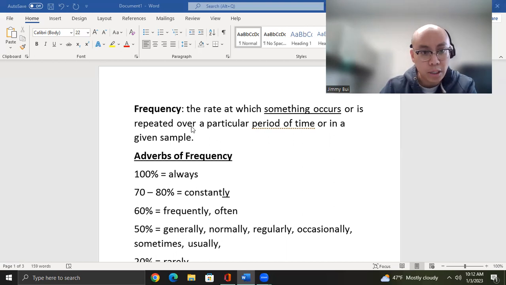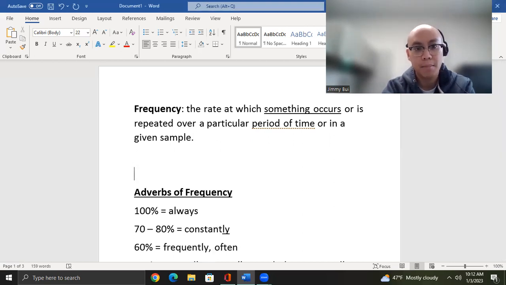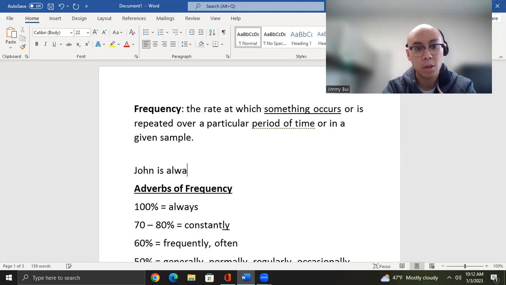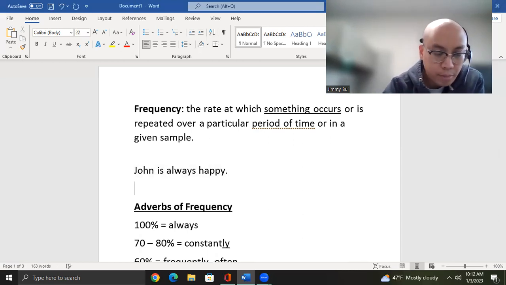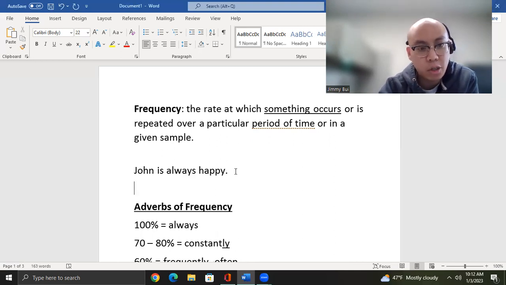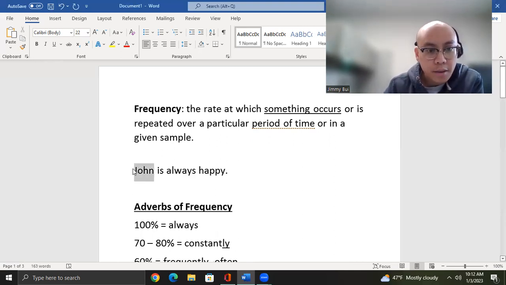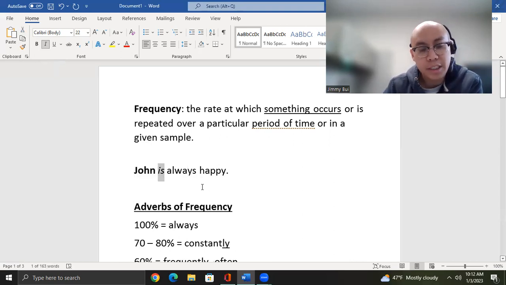An example would be, John is always happy. Before I explain this, a quick refresher of sentence structure. We have John, that is going to be our subject, is, which is going to be the verb be, always is going to be our adverb of frequency, and here we have happy, our adjective.